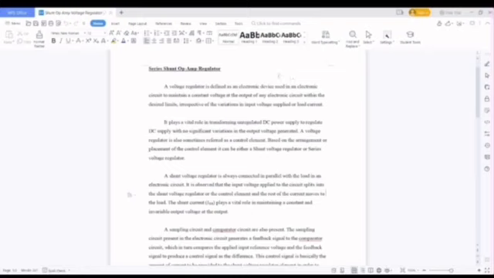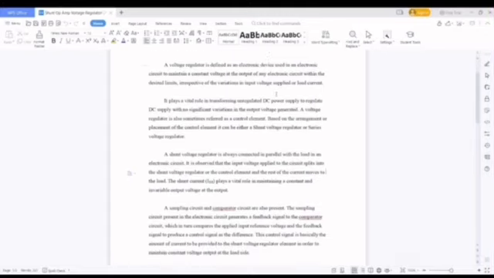A voltage regulator is sometimes referred to as a control element. Based on the arrangement or placement of the control element, it can be either a shunt voltage regulator or a series voltage regulator. A shunt voltage regulator is always connected in parallel with the load in an electronic circuit. It is observed that the input current applied to the circuit splits into the shunt voltage regulator or the control element, and the rest of the current moves to the load. The shunt current plays a vital role in maintaining a constant and invariable output voltage at the output.